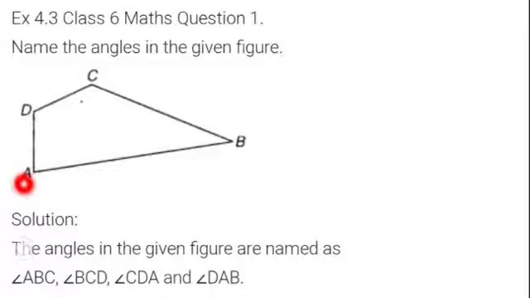The next angle formed is at A, where the segments joining are DA and BA. So the name of the angle will be DAB. You may name it in another way as BAD also.